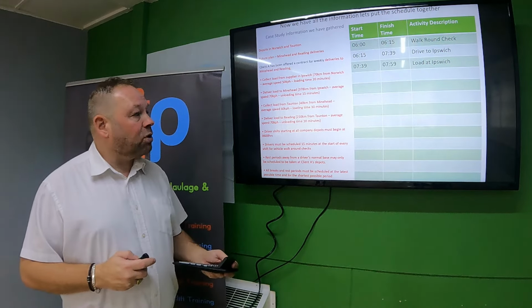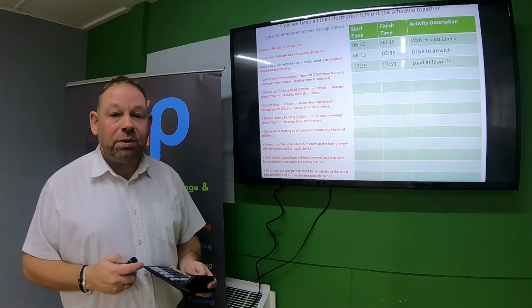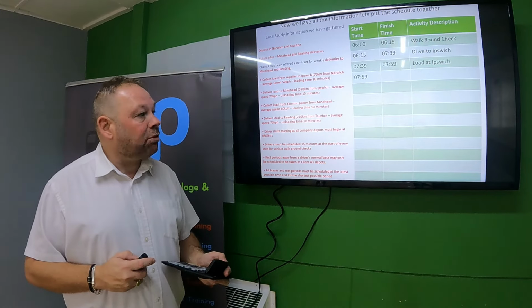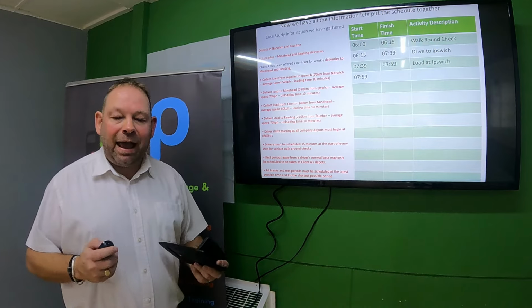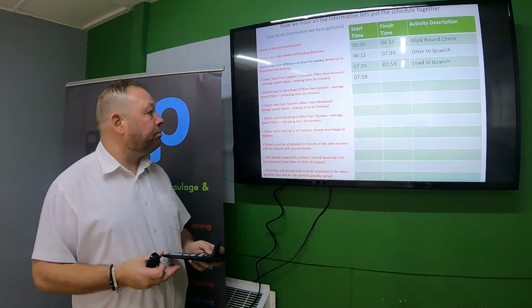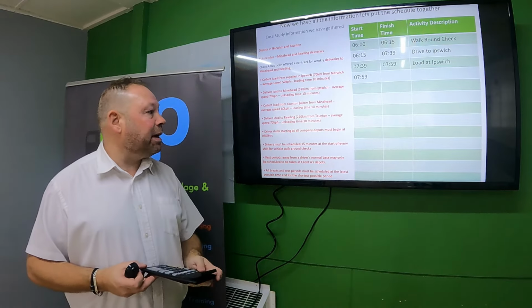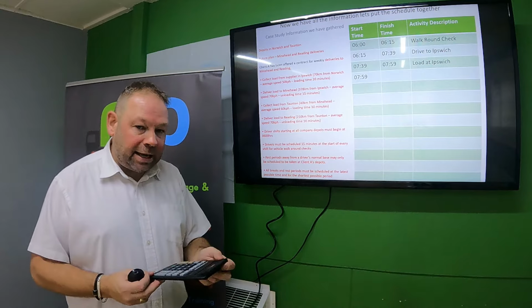Now, once we've loaded, what do we do then? Well, next thing we do is we're going to have to drive, aren't we, through to Minehead. So we're going to start our driving at 7:59. Drive to Minehead. How far is Minehead? Let's have a look. 378 kilometres from Ipswich. Average speed 70 kilometres per hour. So let's have a look and see how long it's going to take to drive.